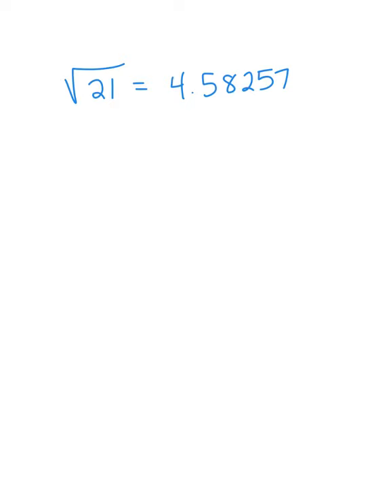In this case, this is what we got, 4.58257. So the first thing we look at, does it end in a zero? Does not end in a zero, okay? The second thing that we look at, does it have any kind of repeating pattern? And we don't see any kind of pattern that repeats here. If it doesn't end in a zero and it doesn't have a repeating pattern, it's irrational. Okay, so the square root of 21 is an irrational number.